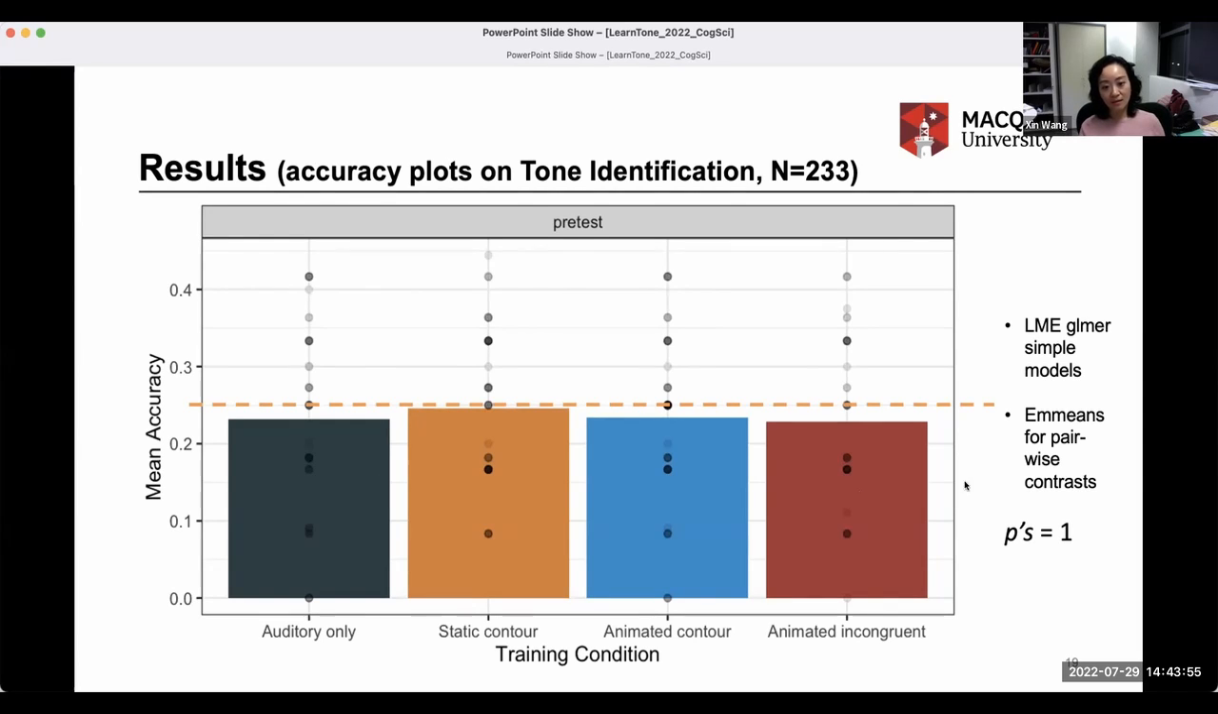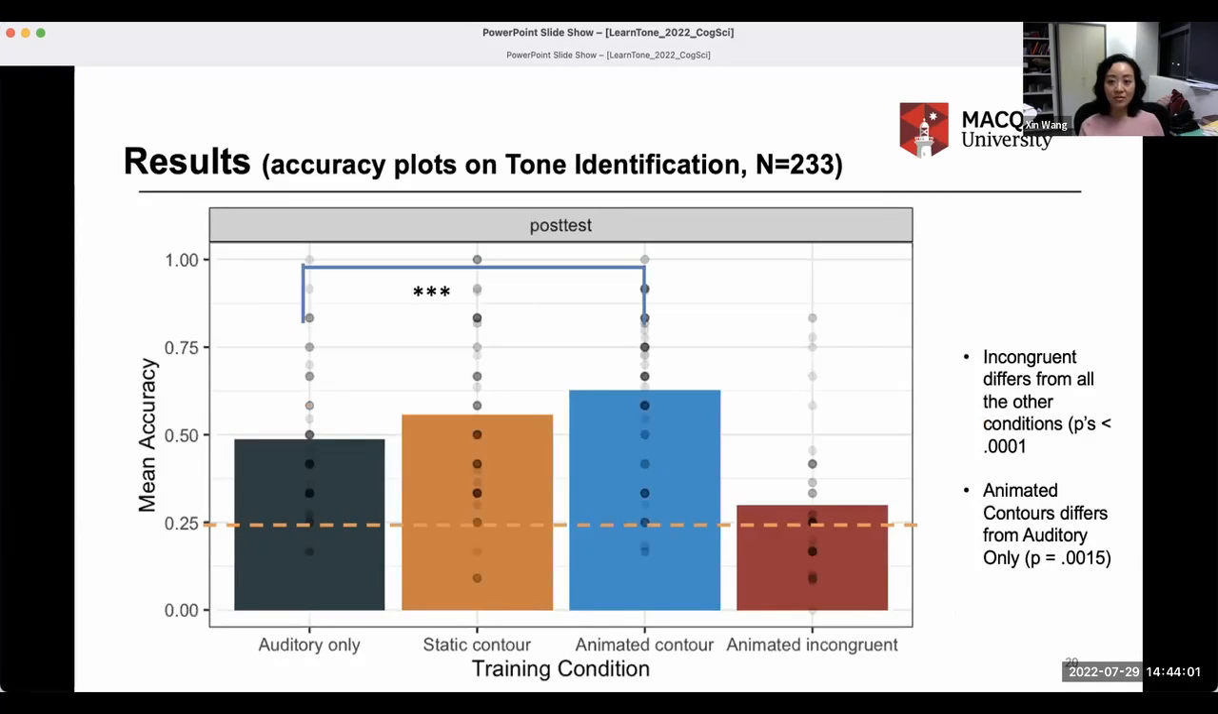In the pre-test, we didn't observe any significance across the participants. In the post-test, the incongruent condition differs from all the other conditions. And the visual conditions, where they were given either a static contour or an animated contour, show an advantage. However, only the animated contour condition had a significant difference.